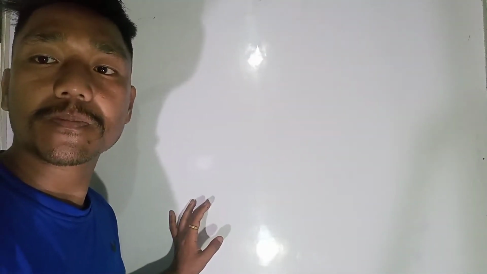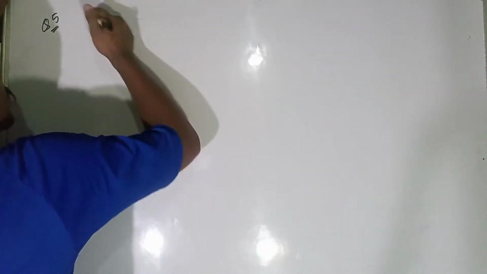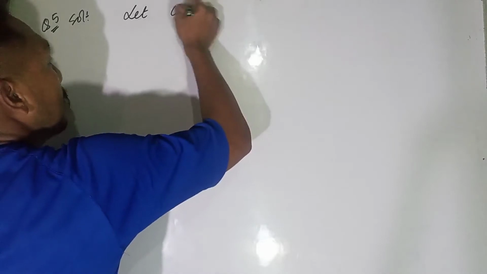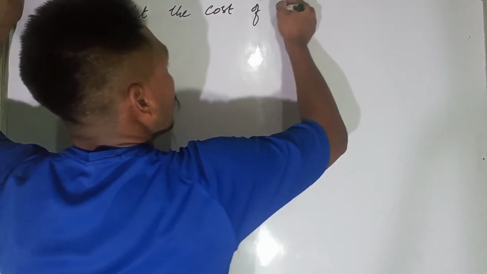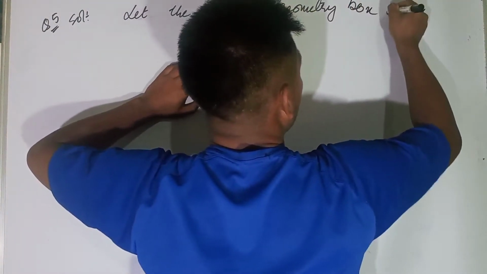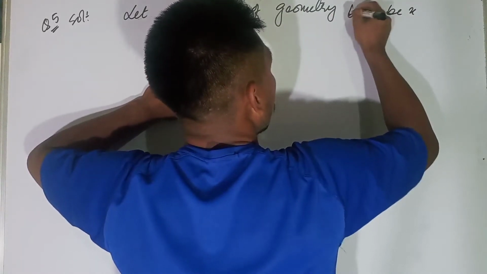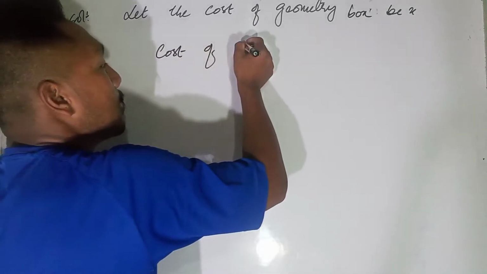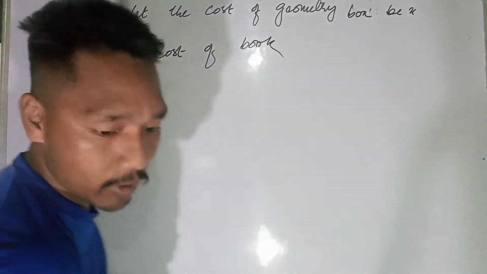Okay, so let's consider question number 5. We don't know the geometry box cost either, so let's consider the solution. Let the cost of geometry box be x.